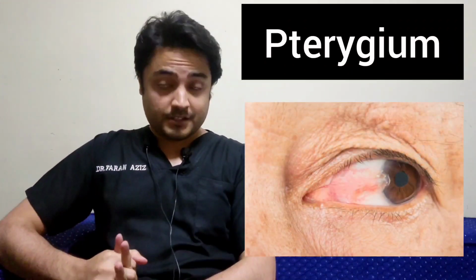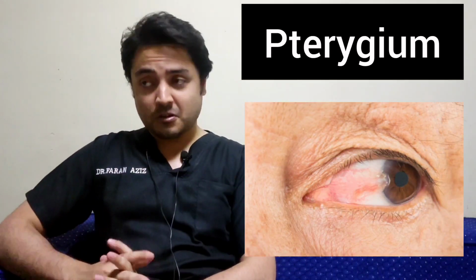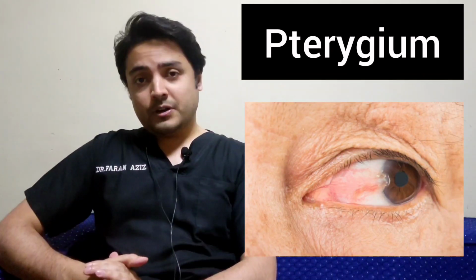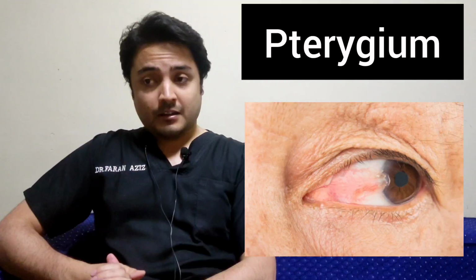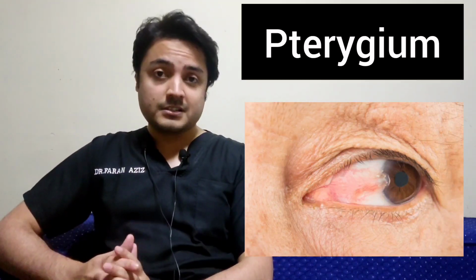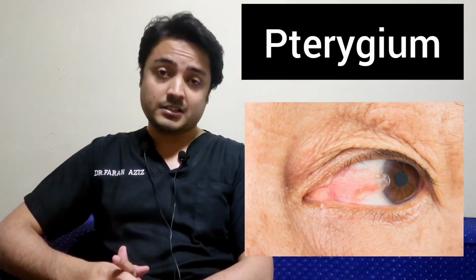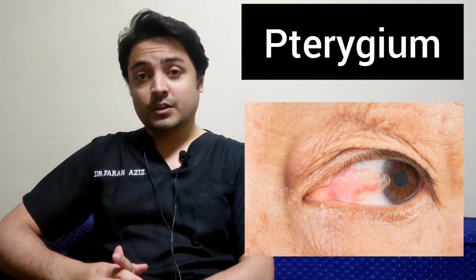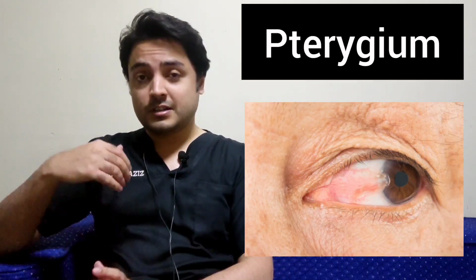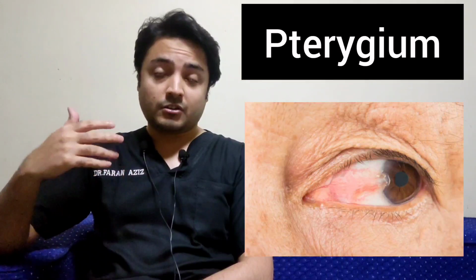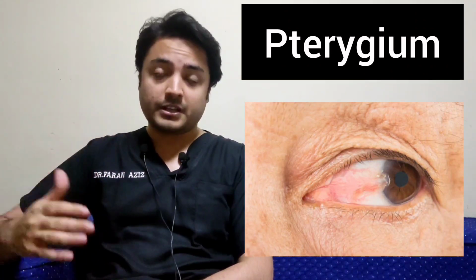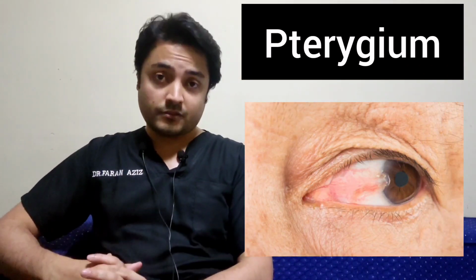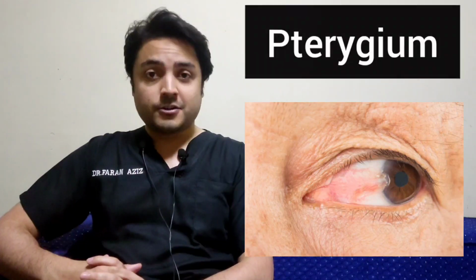So the topic of discussion for today is pterygium. It's a very important topic and we see a lot of patients in the OPD regarding this case. The main problem of this disease is that the recurrence is very high, around 80%. So that's why we're going to discuss in detail the pathology, the causes, the treatment complications, and how to prevent the recurrence of this disease. So let's get into it.